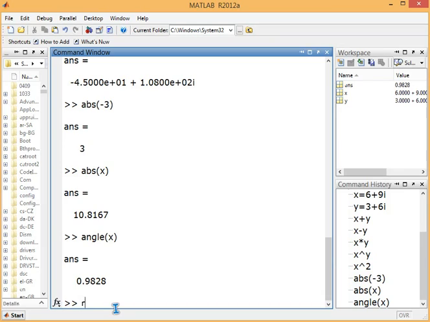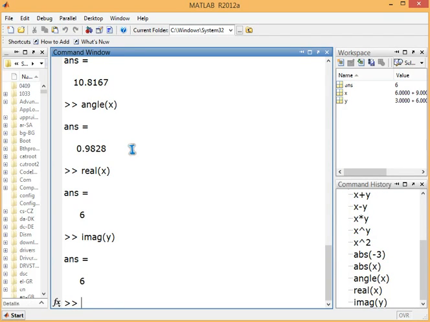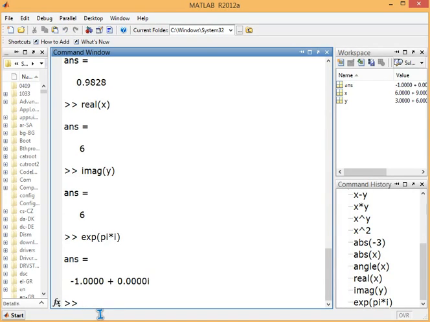So you can find out the real part of any complex number, imaginary part also. Say imaginary of y. So this is also possible. Real, imaginary. You can have exponential of any complex number, like e to the power 2 pi i. You might have seen in your books. So exponential of i, or rather say pi i, it can be computed. And absolute of this also, absolute of exponential of this value.